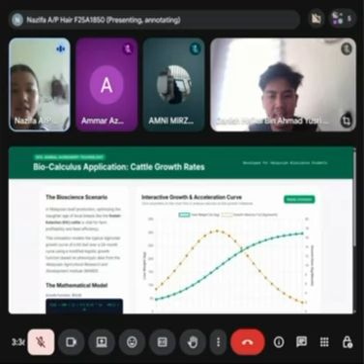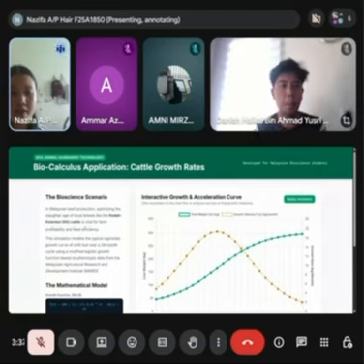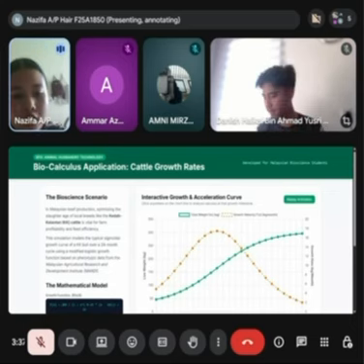f(x), cattle weight, calculates the actual weight of the cattle based on age, and then f'(x) is the growth rate. This first derivative tells us the actual velocity of weight gain per month. So you can see this graph.